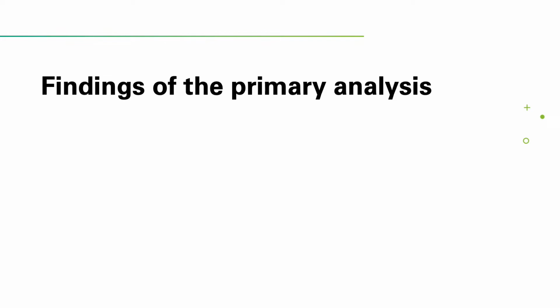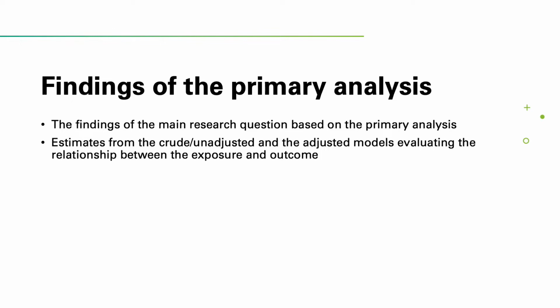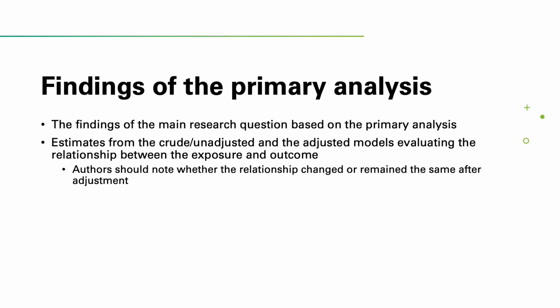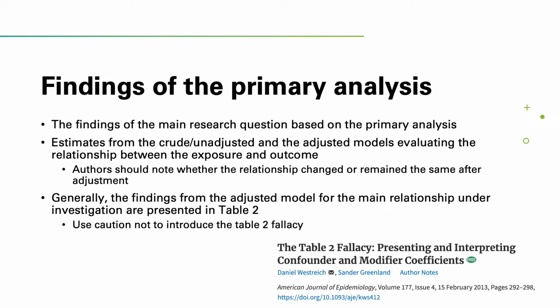In this subsection, the findings of the main research question based on the primary analysis are presented. So these can be estimates from the crude or unadjusted and the adjusted models evaluating the relationship between the main exposure and outcome. When doing this, you should note whether the relationship changed or remained the same after adjusting for confounders. In general, the findings from the adjusted model for the main relationship under investigation are presented in Table 2. So when reporting the estimates in Table 2, use caution not to introduce the Table 2 fallacy.